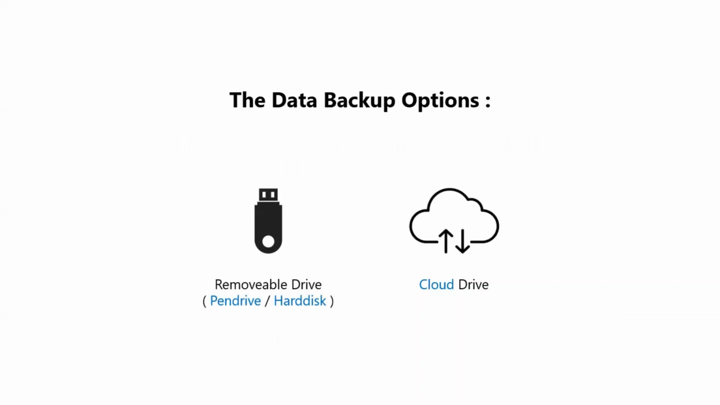So now we will talk about the backup options. For the backup options, the first is the removable drive, or what we call an external drive, and the second is the cloud drive. For the removable drive, we can use a pen drive or hard disk to store our backup. And for the cloud drive, we can use Google Drive to store it. Or you can send your backup to the cloud after backing up to your external drive, which can be a pen drive or hard disk.